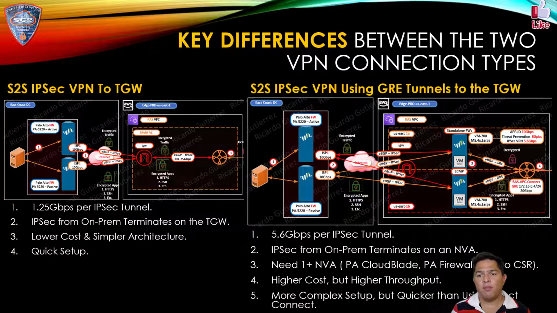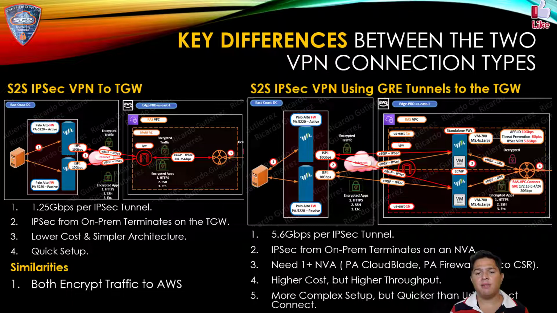It's a bit more complex because there are more components in the middle between the transit gateway and your on-prem, but it's going to provide you with more throughput. The similarities: both encrypt traffic between on-prem and AWS, so that's good. And both use IPSec to connect to AWS.